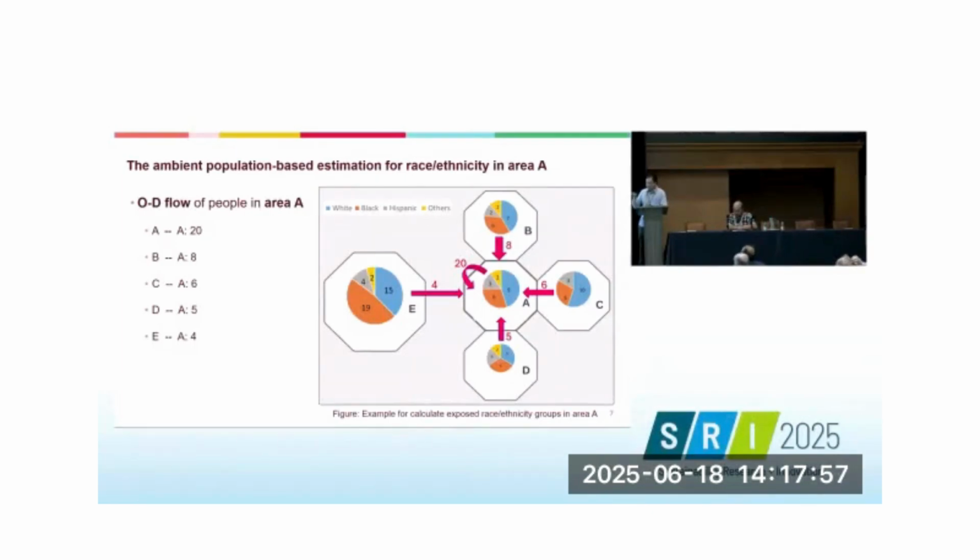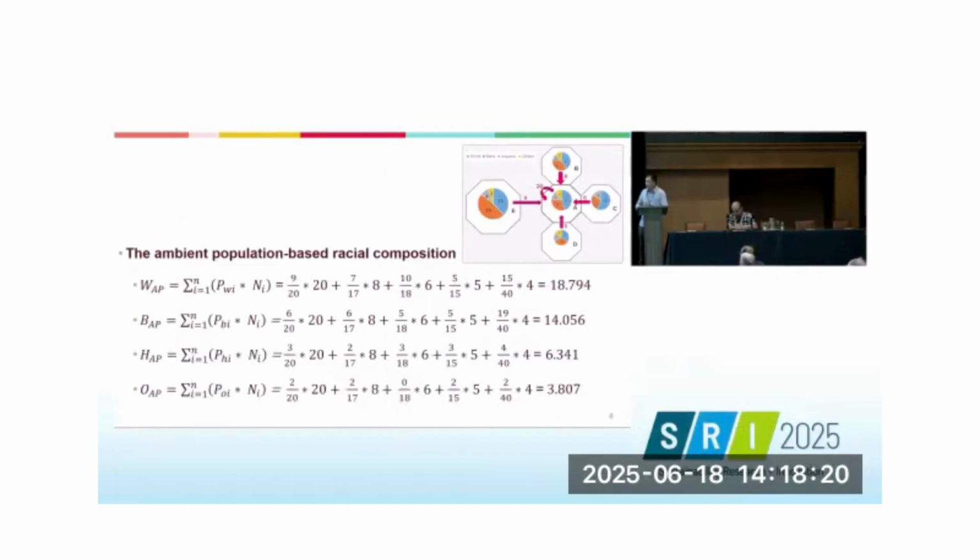The red flow here represents how many people are traveling to region A. From A to A, which means people who have activities in their own region, it's 20 people. B to A is 8 people, C to A is 6 people, D to A is 5, and E to A is 4. Then we use the formula that we developed in the previous study to calculate the ambient population for the white, the black, the Hispanic, and the other races. Finally, we determine the number for the ambient population in area A for the different race groups.